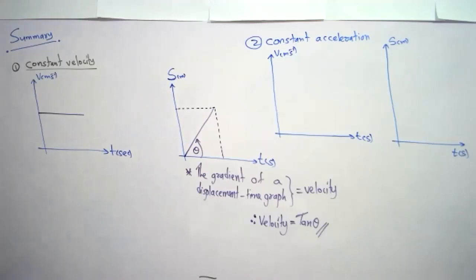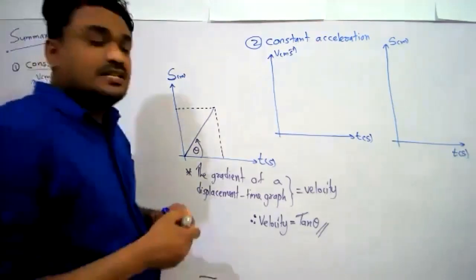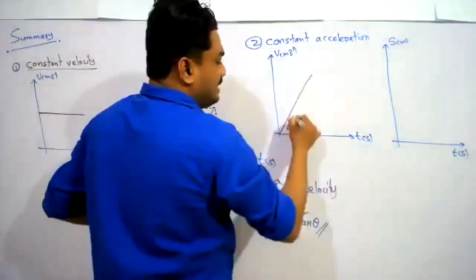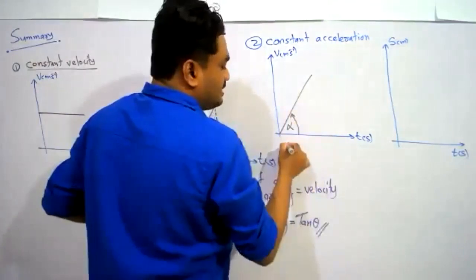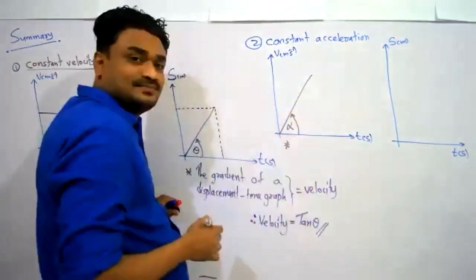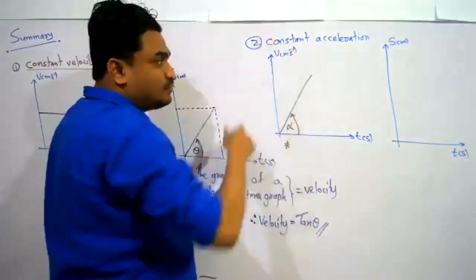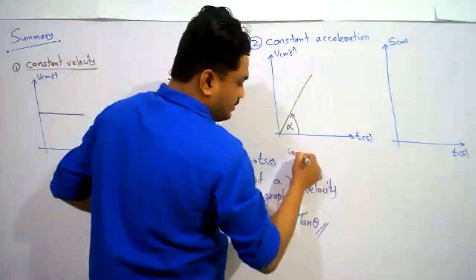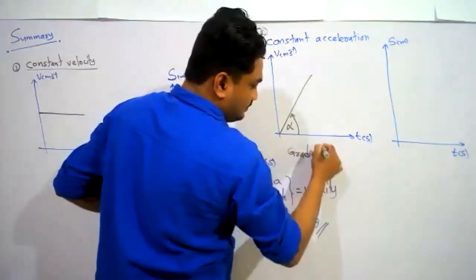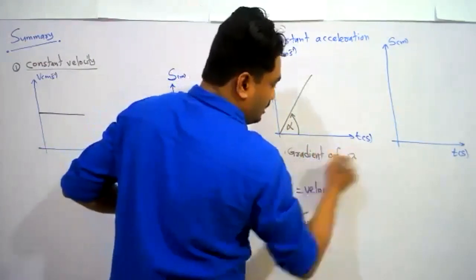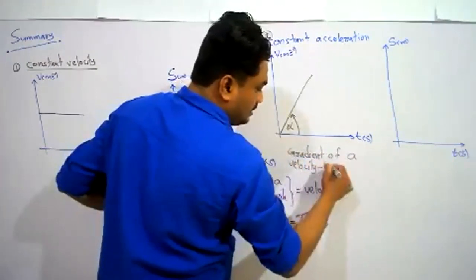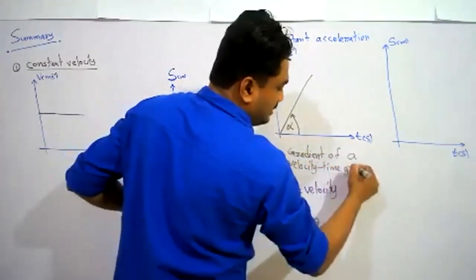Right, constant acceleration is represented in a velocity time graph like this. If I mark this angle as alpha, what is tan alpha here? Tan alpha is the gradient of a velocity time graph. So look at the board here. Gradient of a velocity time graph. What is it here?